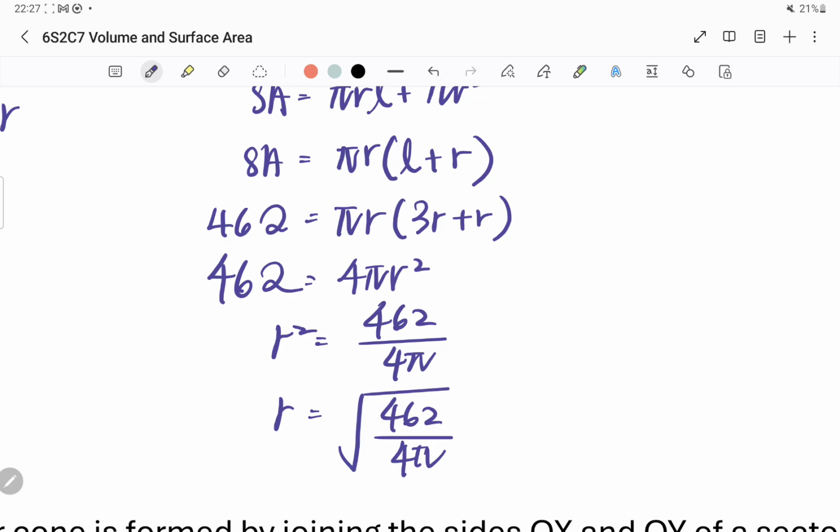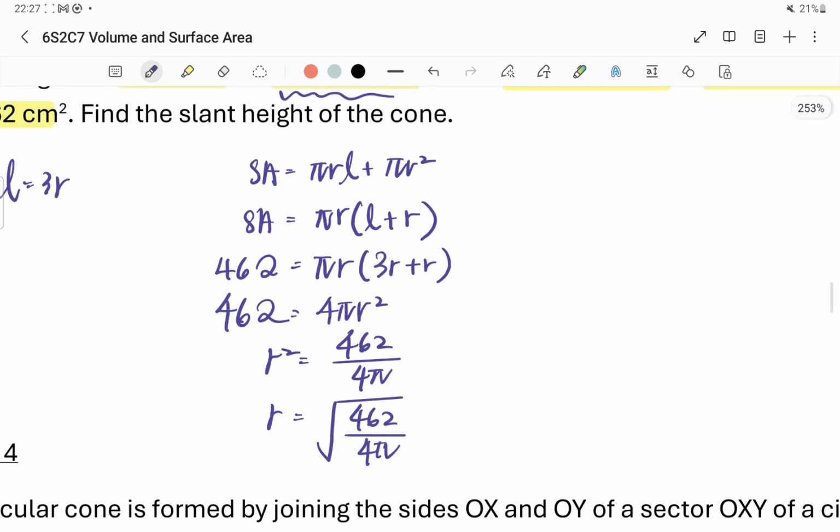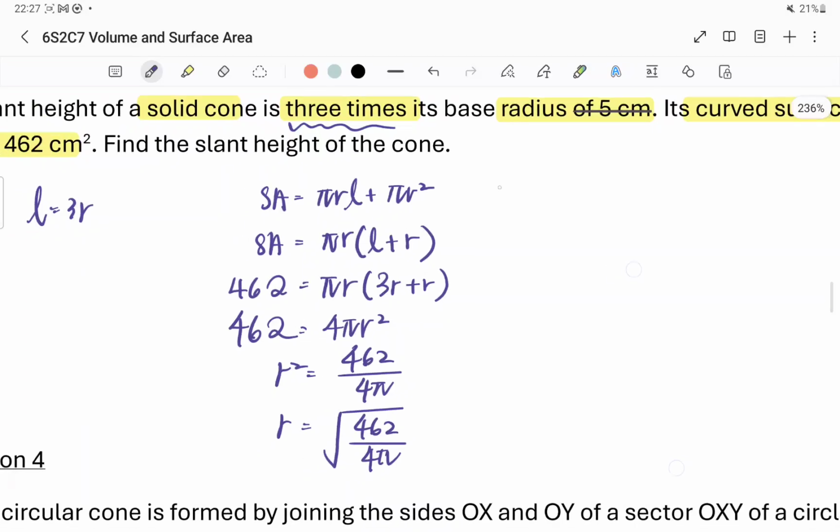Okay, whatever I want to find, I put everything first so that I can find r. So when I put into my calculator, here I should have 462 over 4 pi. Then here I will get that r equals 0.063397715. You see, I write everything, right?